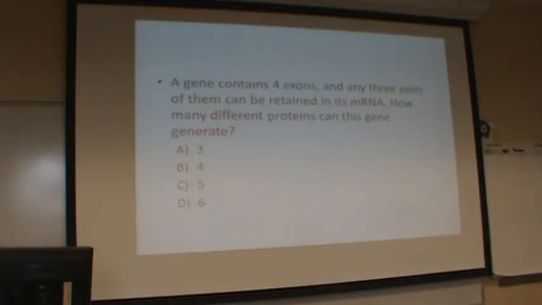So you have exons 1, 2, 3, 4. Just pick 1, 2, 3, and then 1, 2, 4, and 1, 3, 4. Then 1 has been used, and then 2, 3, 4. That's it, there are no more 3-exon packages. So it should be 4.